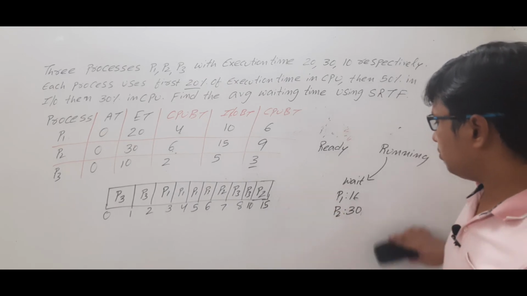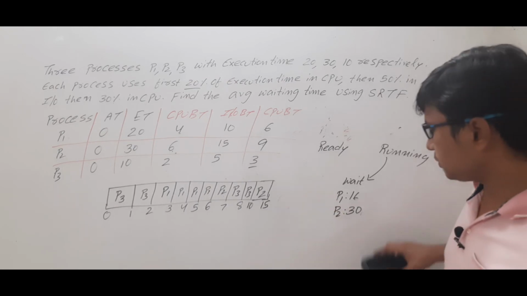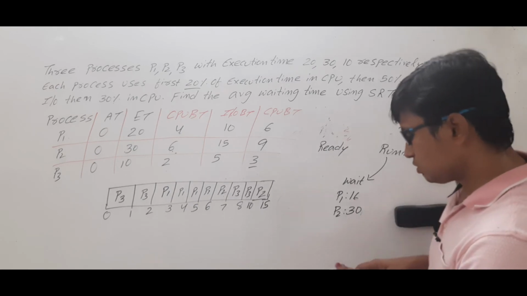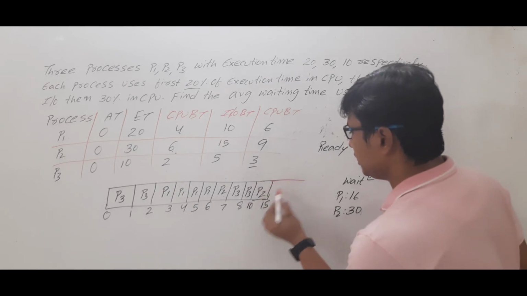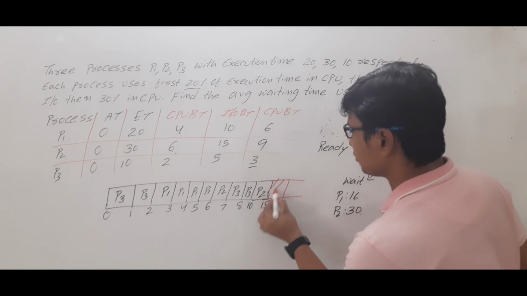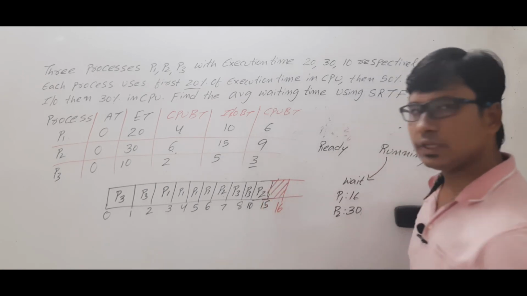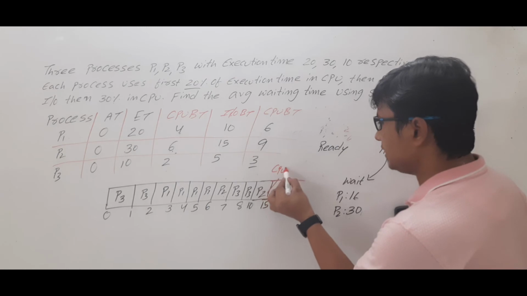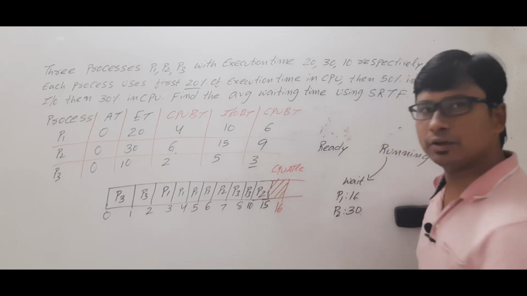Now both the processes, P1 and P2, are in the wait state, so the CPU cannot perform any operation. So it is idle for 1 unit of time. Is it clear? So here the CPU is idle. Are you able to understand?